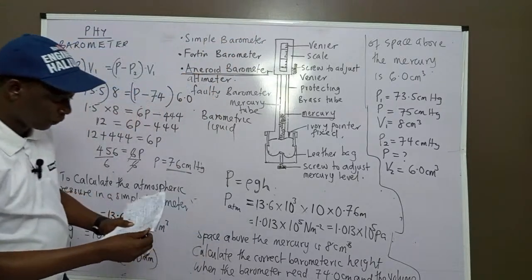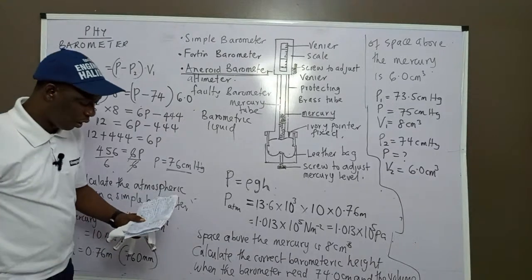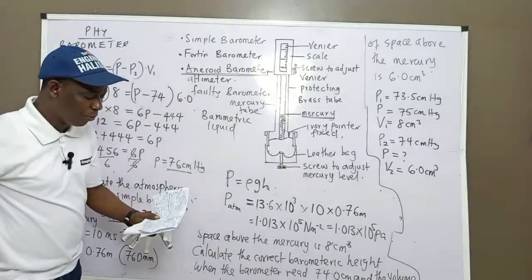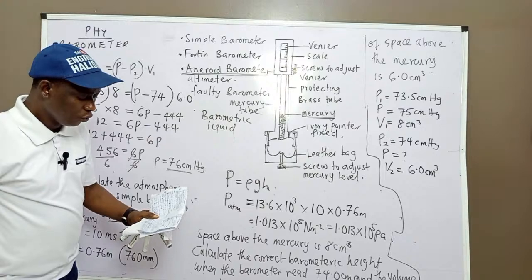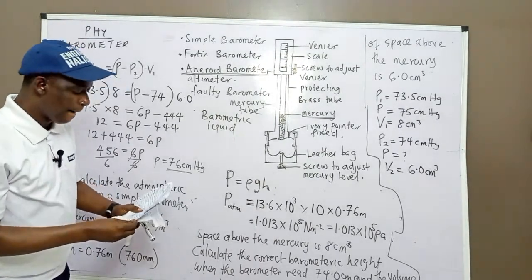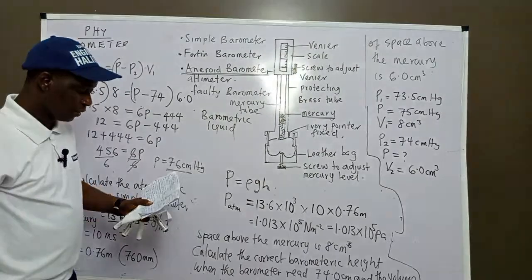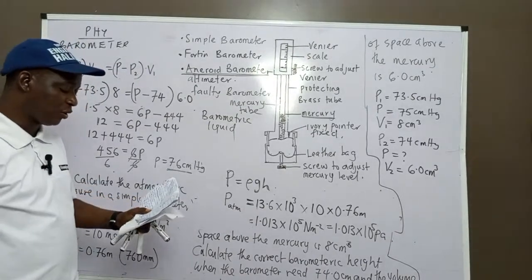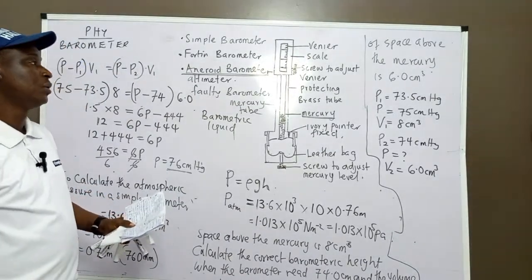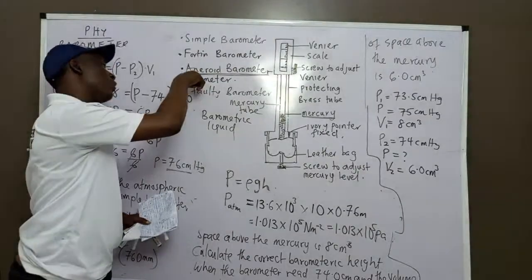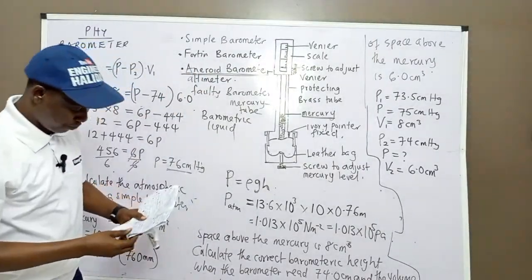Look at this question. Somebody sent this question to me. What type of barometer does not use liquid or fluid before it can operate or measure atmospheric pressure? The answer to that question is the aneroid barometer.